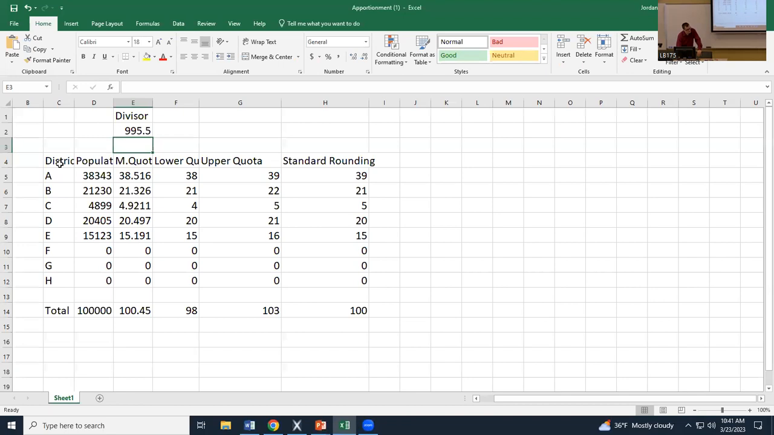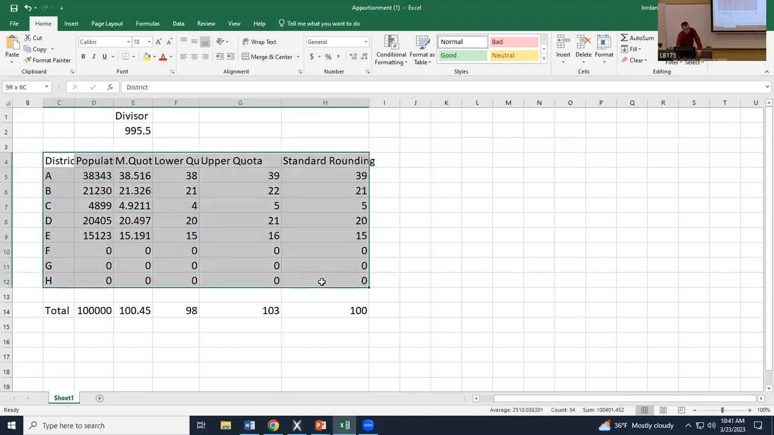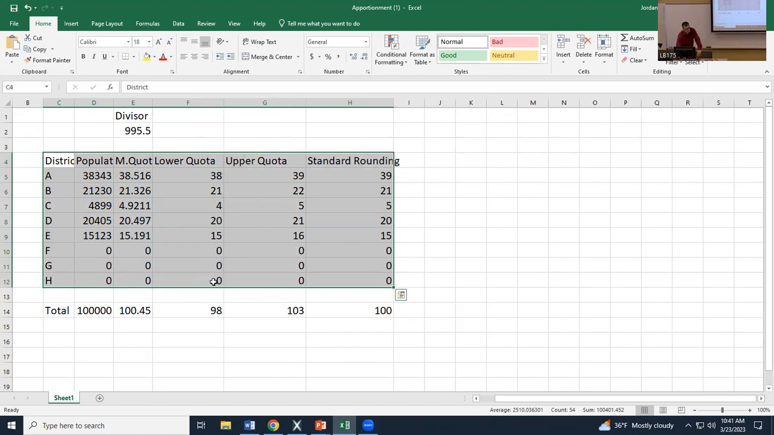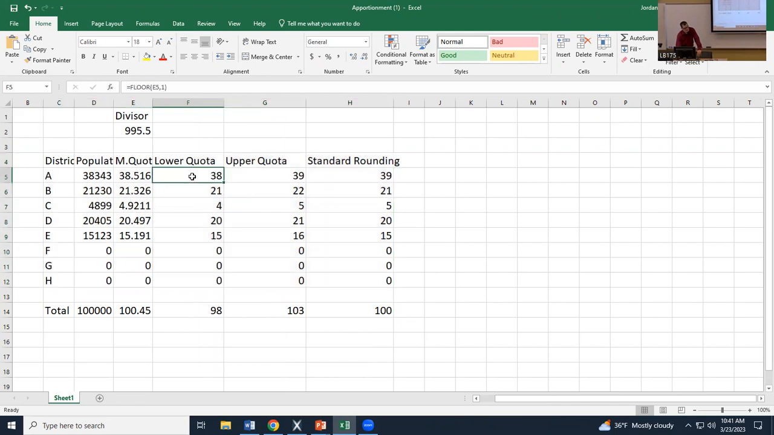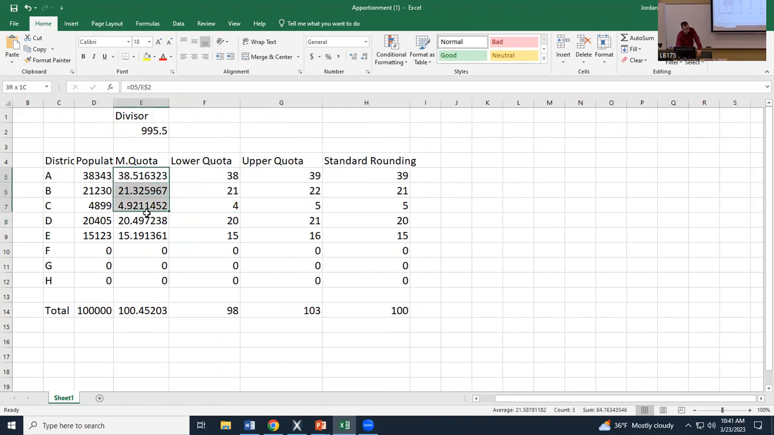Feel free to use that Excel sheet if you want when you're filling out things. This can help you with Hamilton's method as well, right? You give everyone the lower quota, you see how many representatives, and then you give extra, right, for the biggest decimals. So as long as you can see the decimals, you'll be good to go.